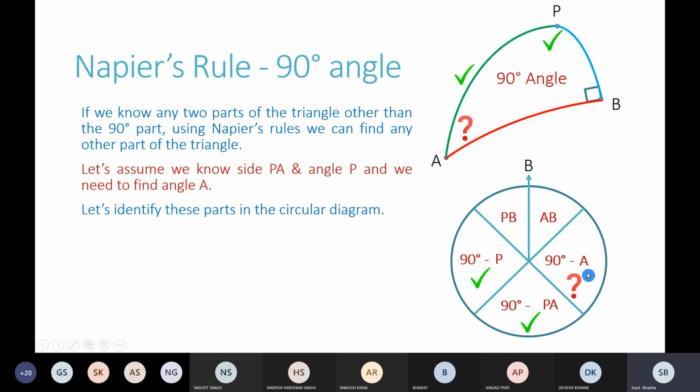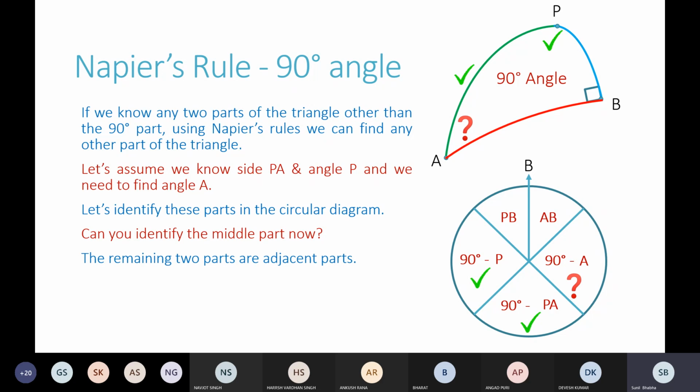So let's apply the formula now. We will apply the adjacent part formula, which will be sine of 90 minus PA, that is the middle part, equal to tangent of adjacent 1, which is 90 minus P, into tangent of adjacent part 2, which is 90 minus A. In this equation, we know PA and we know angle P. The only unknown here is A. So we put in these two values and find out angle A. This is how we apply Napier's rule. So now if there is any doubt, beta, tell me.